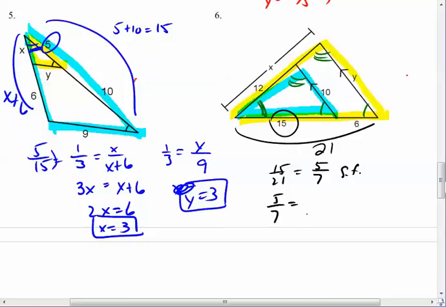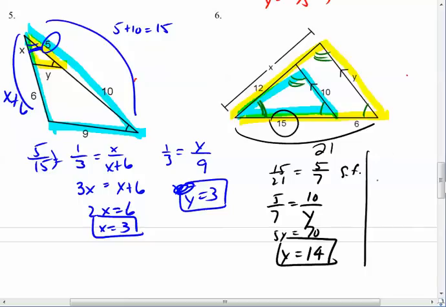So take 5/7, and I'm going to put it in a proportion with, let's say, y, and we'll put y down in the bottom with the larger number because y is in the larger yellow triangle here. And what corresponds to y is 10. So you can see that 5y equals 70, or y equals 14. I'm also looking to find x.